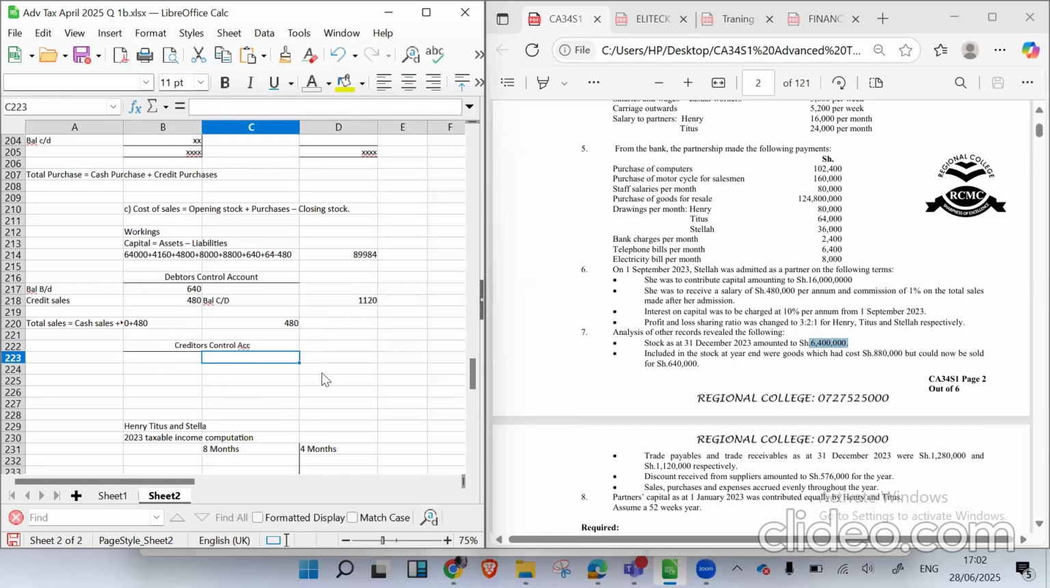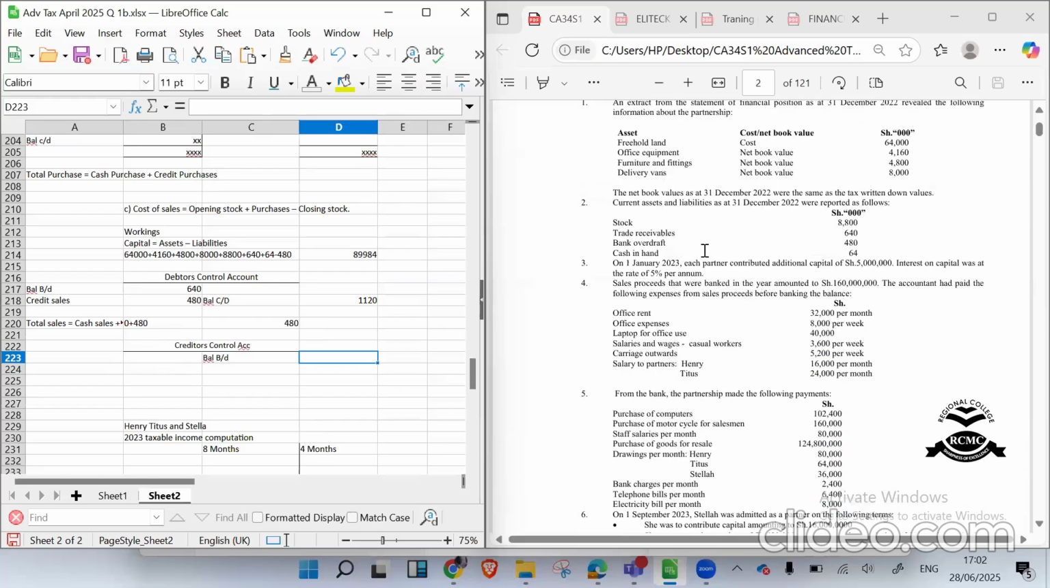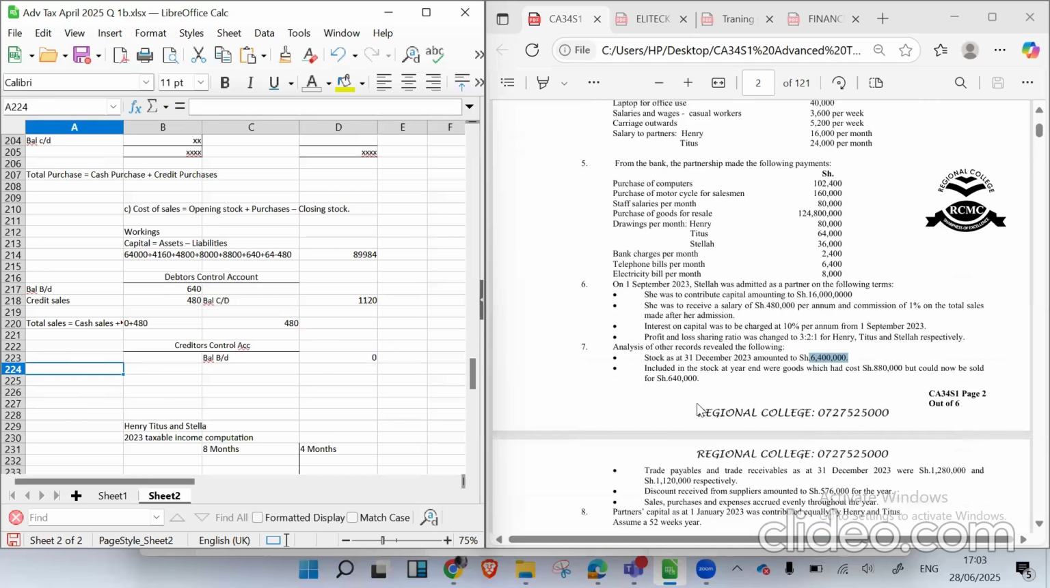Creditors control account. Do you have the balance brought down for our creditors? Note number 2 is about the trade receivables, bank overdraft. Creditors, hakuna, so it is 0. Hakuna payable. Then of course, do you have kuna story tulikuwa nayo kwa note number 6, note number 7 actually.